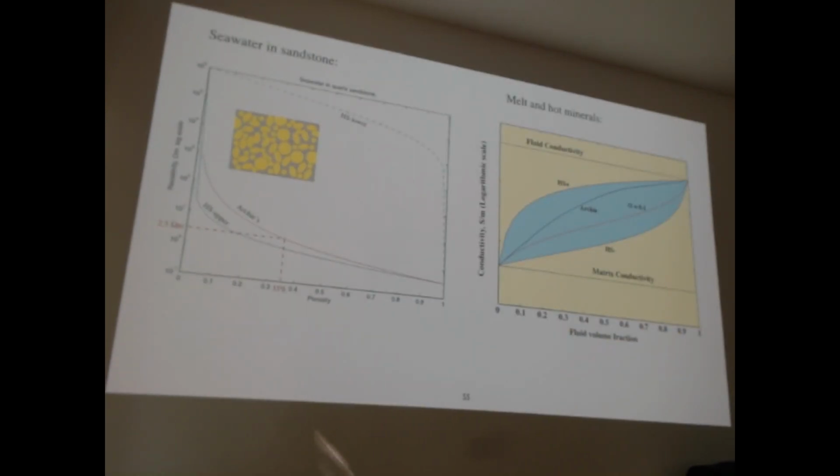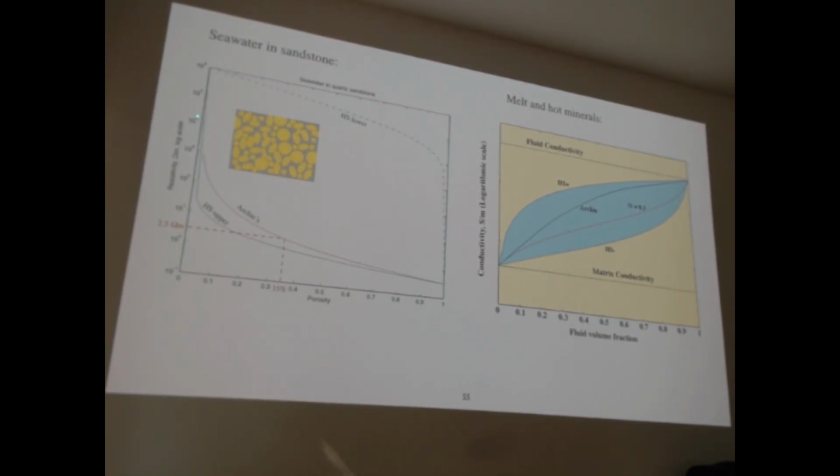And in pictures it looks like that. So here's a sandstone. This is porosity going from nothing to 1. Let's assume that the water conductivity is about that of seawater, which is about 3 Siemens per meter, or 0.3 ohm-meters.